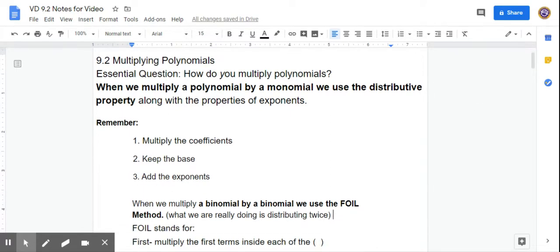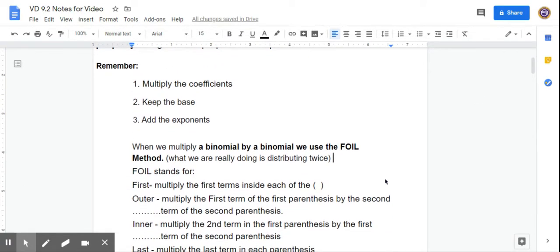When we multiply a binomial by a binomial, remember, that's two terms by two terms, we're going to use what we call the FOIL method. The FOIL method is basically just distributing twice. FOIL stands for first, outer, inner, and last.